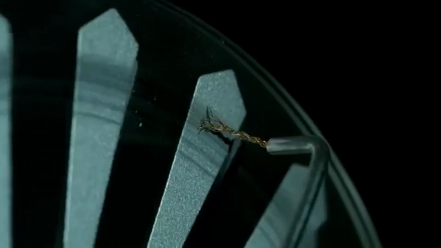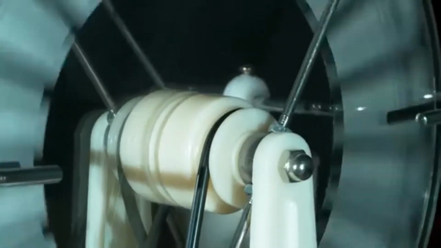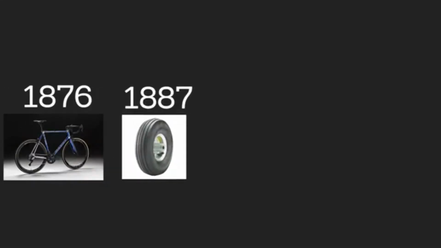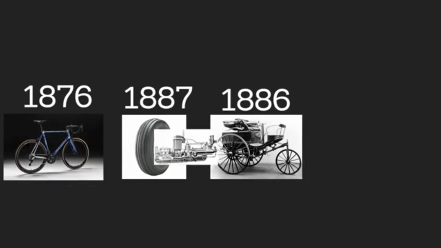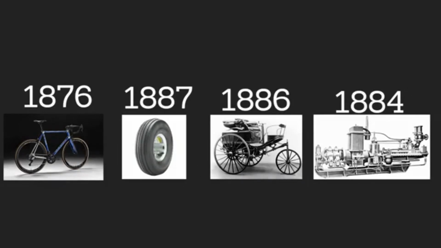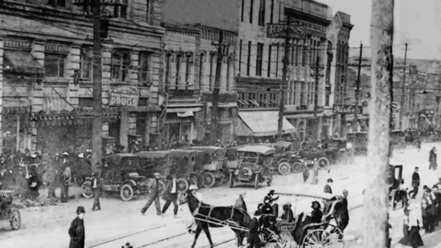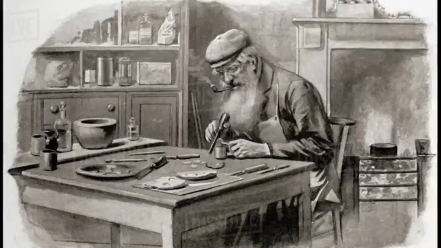When we talk about the second industrial revolution, there are a lot of inventions in that era. Modern bicycle in 1876, pneumatic tire in 1887, the first automobile in 1886, the steam turbine in 1884, and lots more. The second industrial revolution was in many ways the continuation of the first.